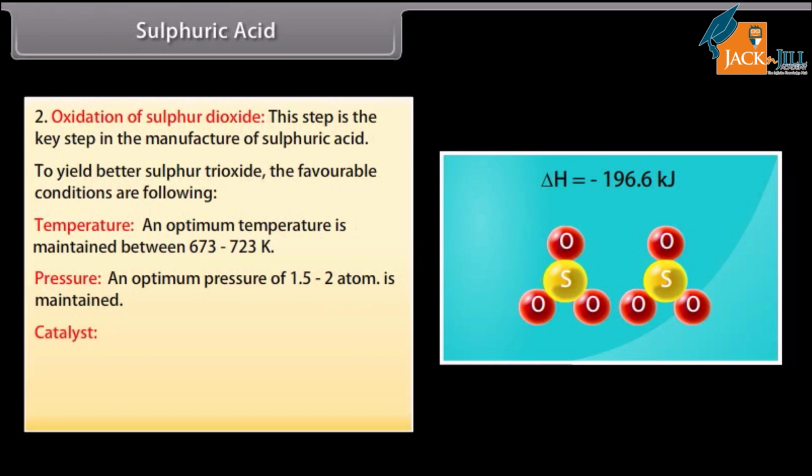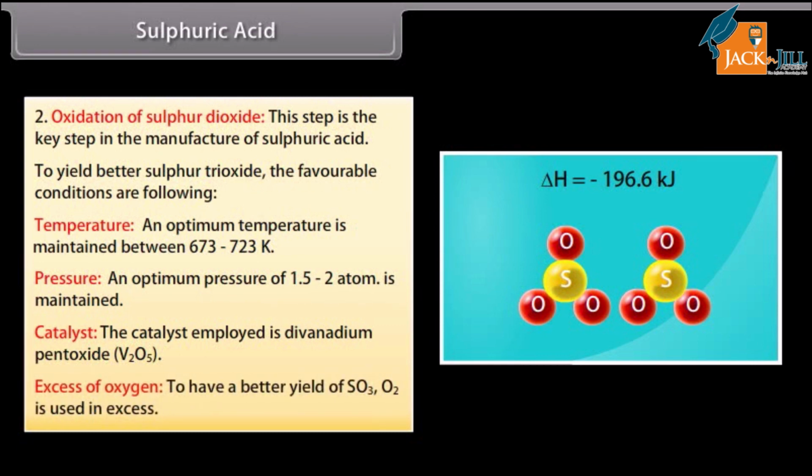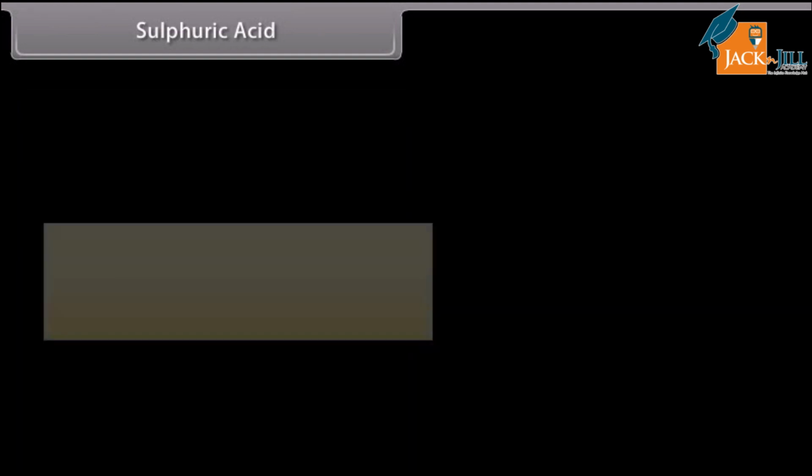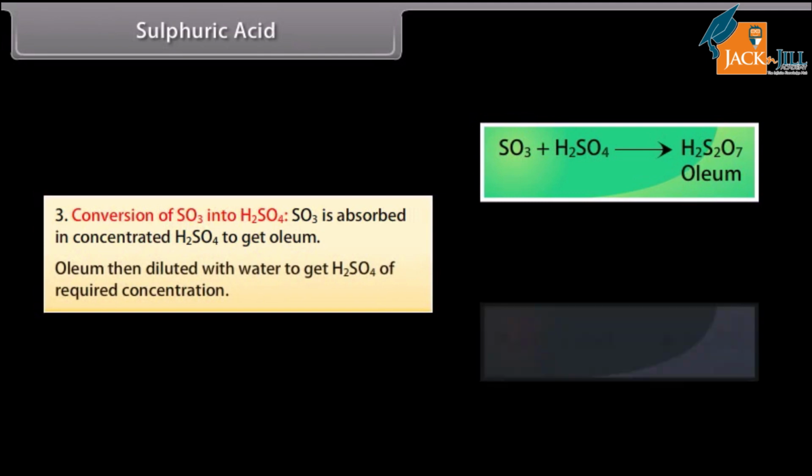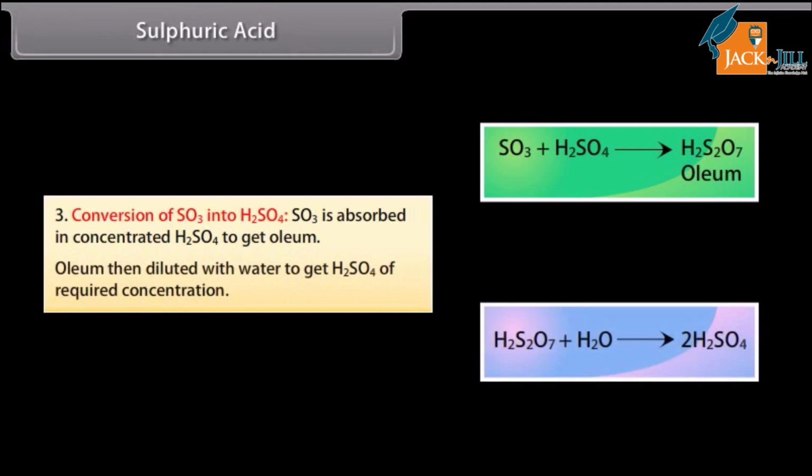Catalyst. At such a low temperature, the reaction is slow. The catalyst employed is divanadium pentoxide, V2O5. Excess of oxygen. To have a better yield of SO3, O2 is used in excess. Conversion of SO3 into H2SO4. SO3 is absorbed in concentrated H2SO4 to get oleum. Oleum is then diluted with water to get H2SO4 of the required concentration.